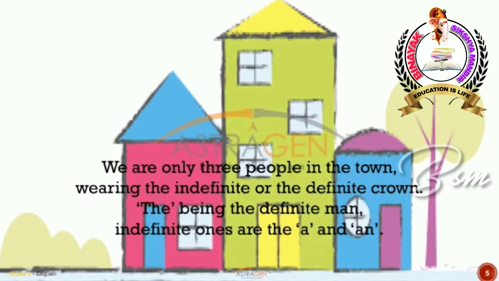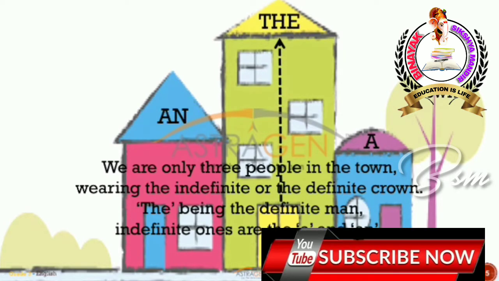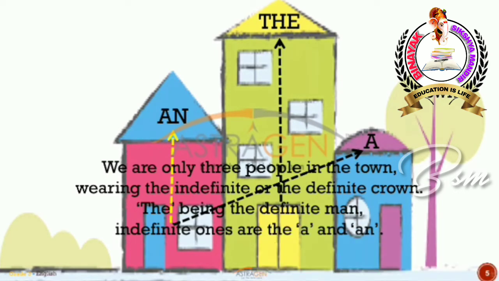We are only 3 people in the town, and that's why it's called the article town, wearing the indefinite or the definite crown. The is the definite man, and the indefinite ones are a and an. Generally we hear people saying a. It's nice to say a because it's just a letter, and whenever a word ends with the letter a, you generally say a to that letter. So it's better to say a and an and the. A and an are indefinite ones, and the is the definite man.